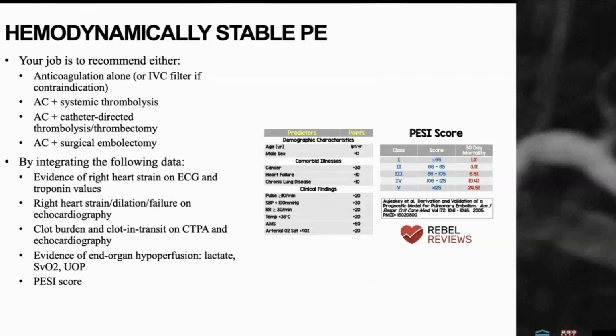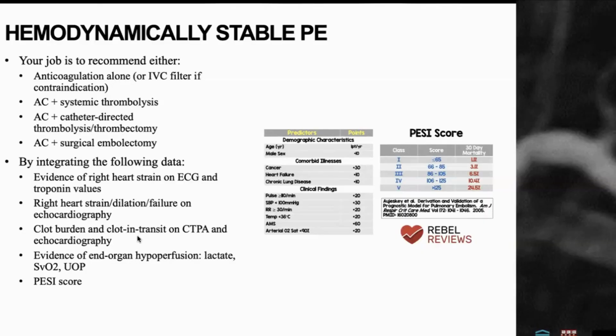So let's say now we've gotten to the point where this patient is actually hemodynamically stable, right? That's the other half of that algorithm. What do you do in a stable patient? Well, really you break it down into two things, right? Your job is to recommend one of these things by integrating all of this data. And so you want to recommend either anticoagulation alone or an IVC filter if that's more appropriate, versus systemic thrombolysis, versus catheter-directed thrombolysis or thrombectomy, versus surgical embolectomy. So how do you make that recommendation? You need to integrate all of this data.